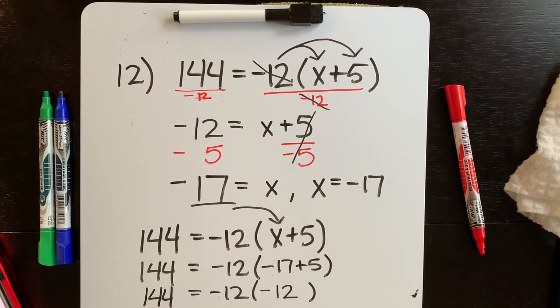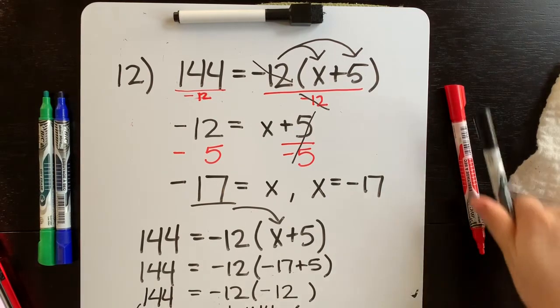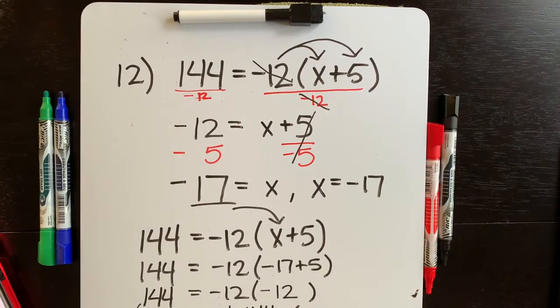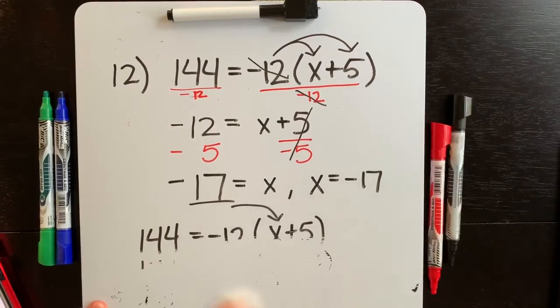And then we have, so now we want to do this product. 144 equals, okay, so a negative times a negative always equals a positive. And then 12 times 12 is 144. And so again, it matches. So our answer is x equals negative 17.